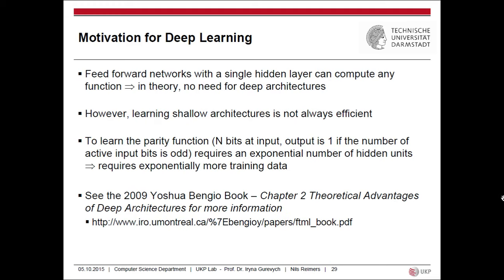As mentioned, feedforward networks with a single hidden layer can compute any function, but it's not always efficient. There's a really simple function, the parity function. You have n bits at input, for example 100 bits, and you want to output a 1 if the number of active inputs is odd, or a 0 otherwise. This requires an exponential number of hidden units, and so to learn this really simple function, you require exponentially more training data. With a deep neural network, you can solve this function really simply.